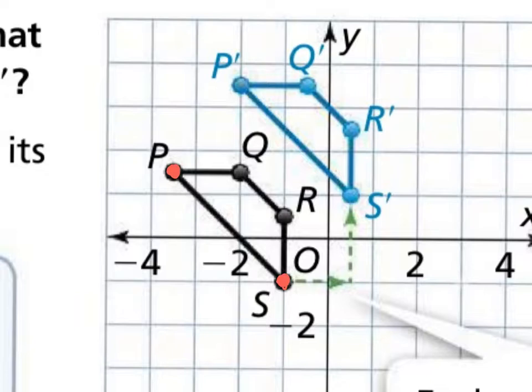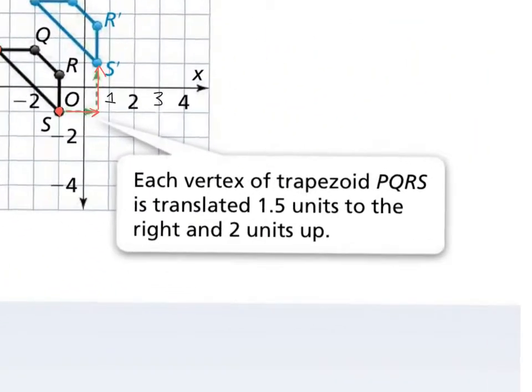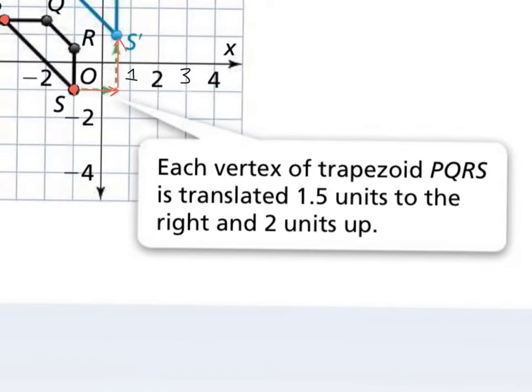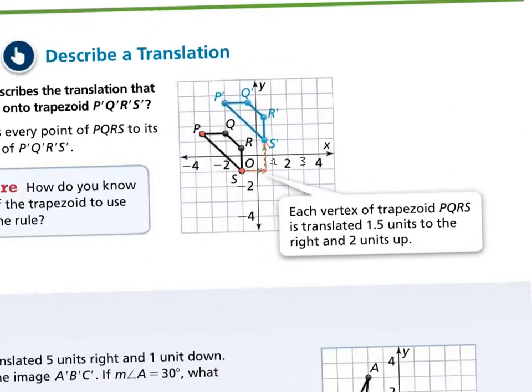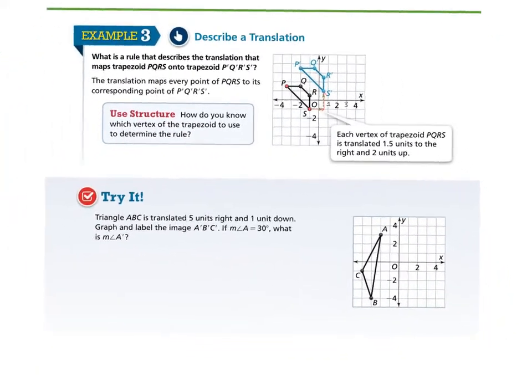Okay, so if we look at O, double check what they're going by. Looks like they're going by ones, right? I mean, they're going by twos, but they skipped every other number. So each box represents one. And then if you look, we went over 1.5. And then we went up 2. So that's how they came up with that. Translated 1.5 units to the right and 2 units up. Okay, so we could have some in-between stuff here. We'll have to watch for that.